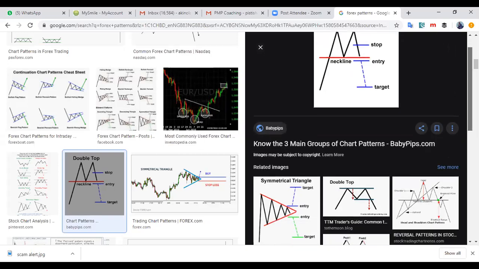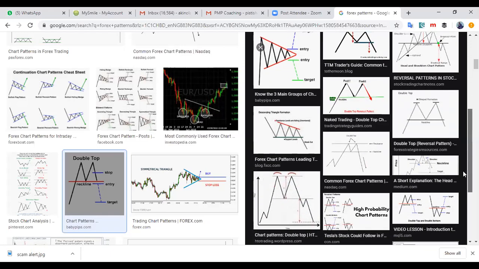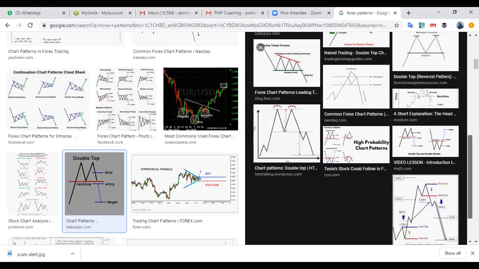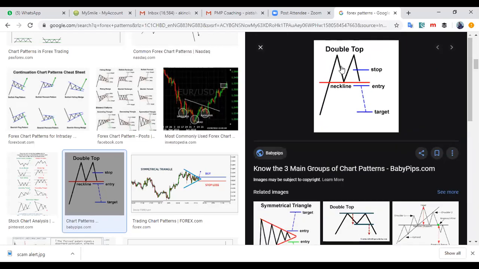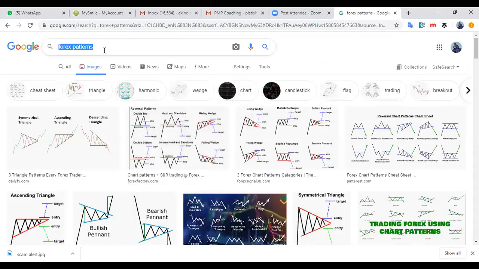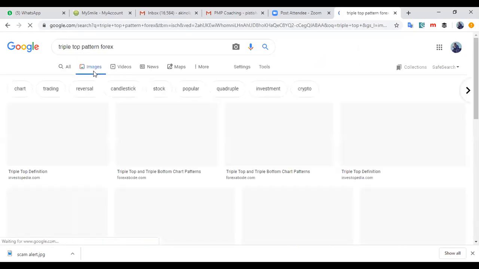And then it's similar for the triple top as well. The only difference between the double top and the triple top is, while the double top has just two points, the triple top has three points. The triple top has three points. So don't worry, we will still see all of this in the chart. I just wanted you to see what it looks like.